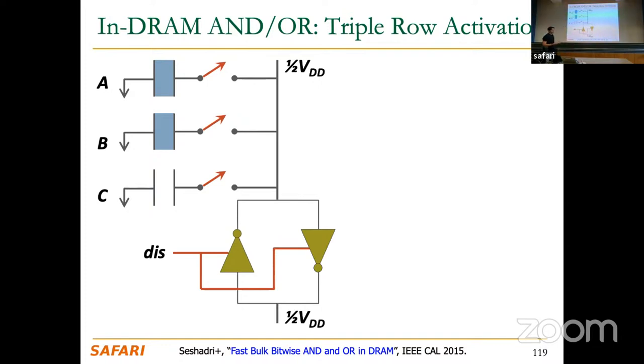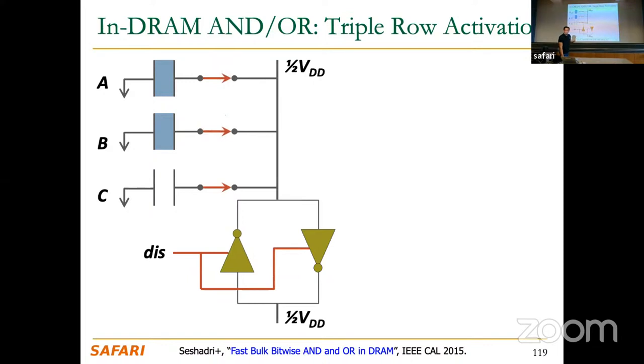But the basic idea of the logic operations themselves in DRAM is this triple row activation. Imagine that you have three rows inside the same subarray, A, B, and C. The particular cells in the picture, two of them are charged, one of them is discharged. The three rows are inactive, are closed at this moment. And what we do is, instead of activating just one of them and reading or writing to that row, we activate the three rows at the same time.